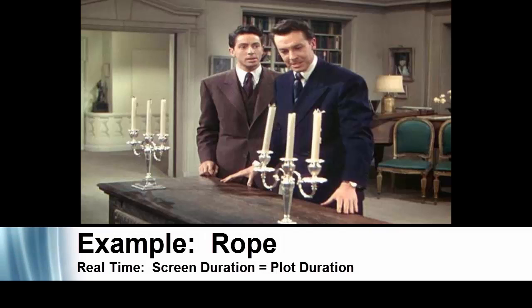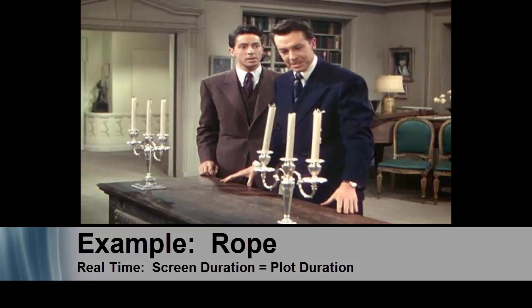The second type of relationship is called real time, and that's when the screen duration, the audience time, is equal to the plot duration, which is the amount of time the events take place on screen. I chose Rope because the screen duration is about 80 minutes, and the plot duration, the amount of time it takes for these events to actually happen in the story or in the plot that we see, is about 2 hours. So it's pretty much equal. There's no time cut out.